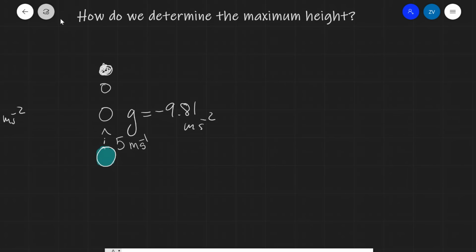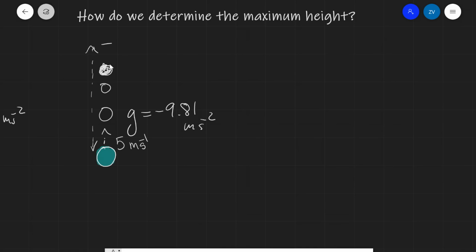Okay, let's now have a look at a very typical problem. How can we determine the maximum height? So imagine I have this sphere over here and it's fired off at 5 meters per second. It will immediately start slowing down with deceleration or negative acceleration. g is equal to minus 9.81 meters per second squared. So we'll start slowing down and we'll reach some sort of maximum height, let's say somewhere over here. So how do we know what that maximum height is? This is what we are trying to find out.